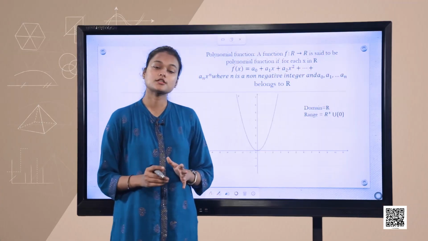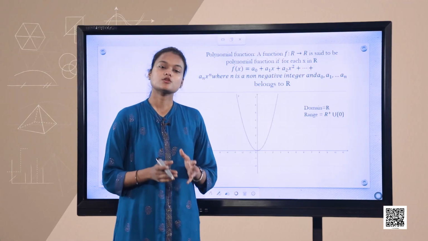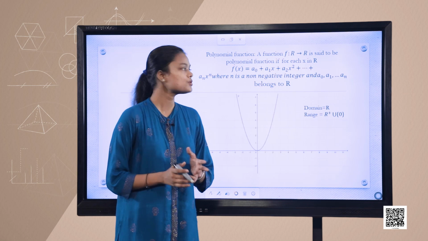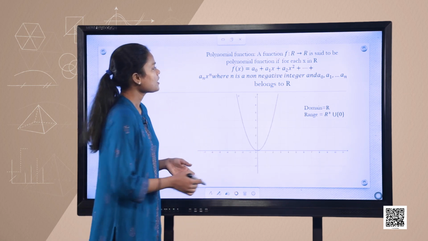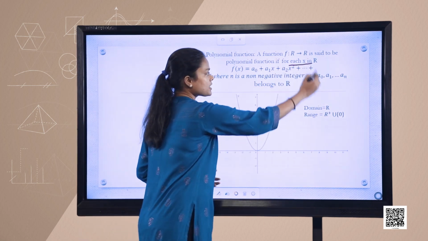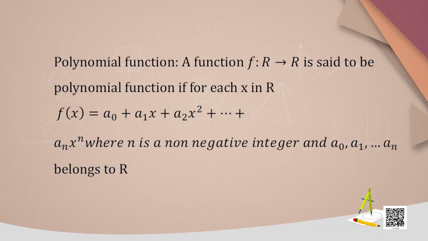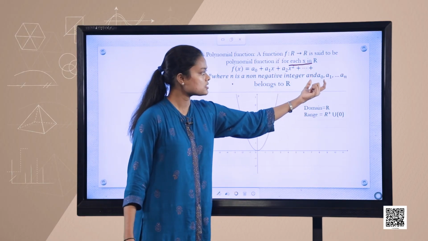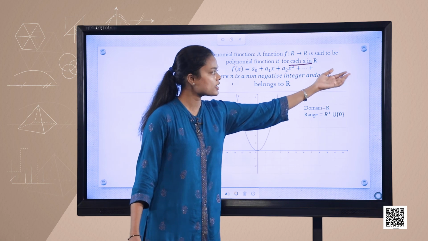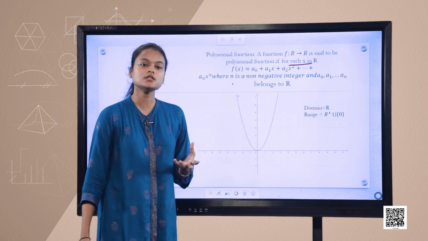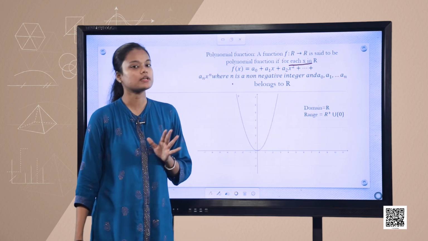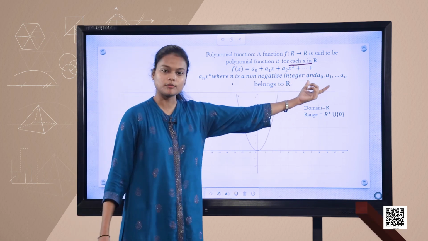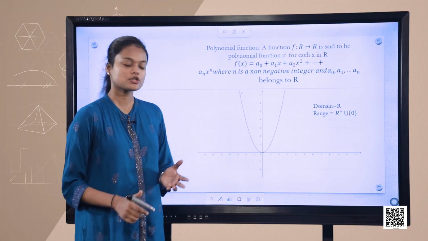So such functions are said to be polynomial functions. Polynomial functions are those real functions where for each x in R, f of x is equal to some polynomial, where n is a non-negative integer and all these constants a0, a1, a2 and so on till an are constants coming from the set of real numbers. That means they are all real numbers. So let us take one question on it.